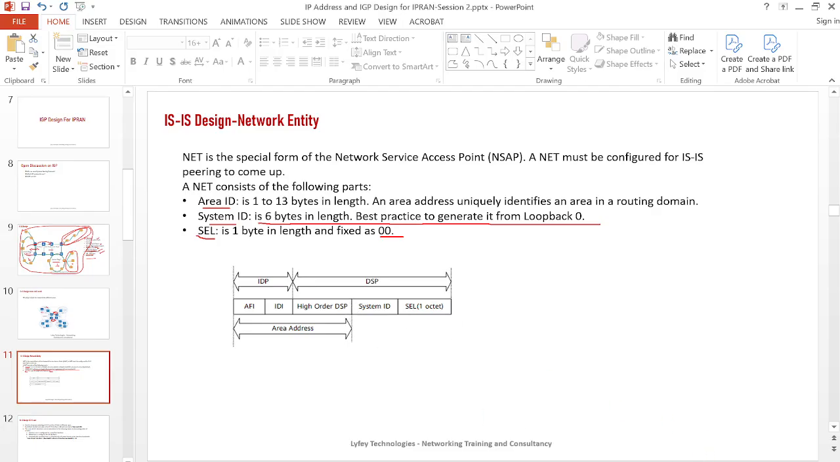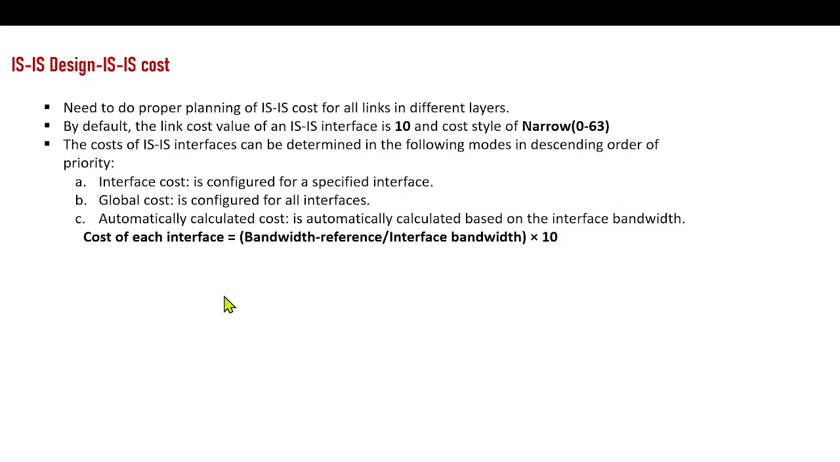So that is the network entity. The next part, we have the ISIS cost design. When we are doing ISIS configuration on the network, we have how ISIS selects the best route. It will always decide based on the cost. So when you are doing cost planning on your network, you always have to do proper planning to ensure that there is optimal routing of traffic. Ensure that the best or the optimal route selection will always select the best path on your network.